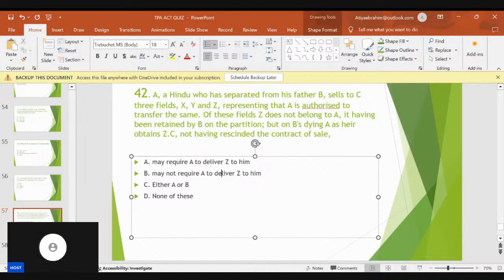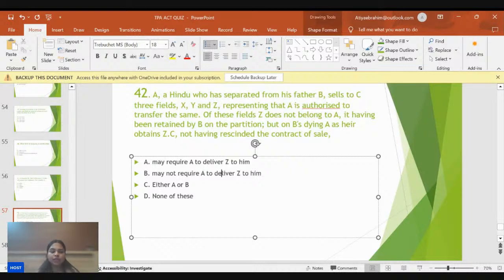Yes. Same illustration you will find in the TP Act also, students. The same illustration. So what will be the answer to this? And under which section, Durva? Durva and Priyanka both are writing A. Under which section?